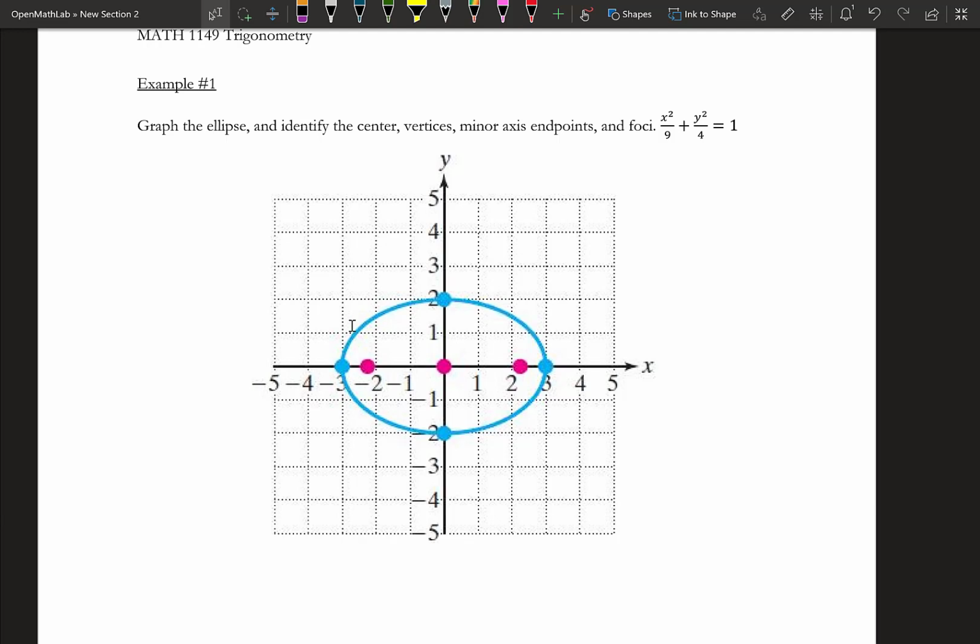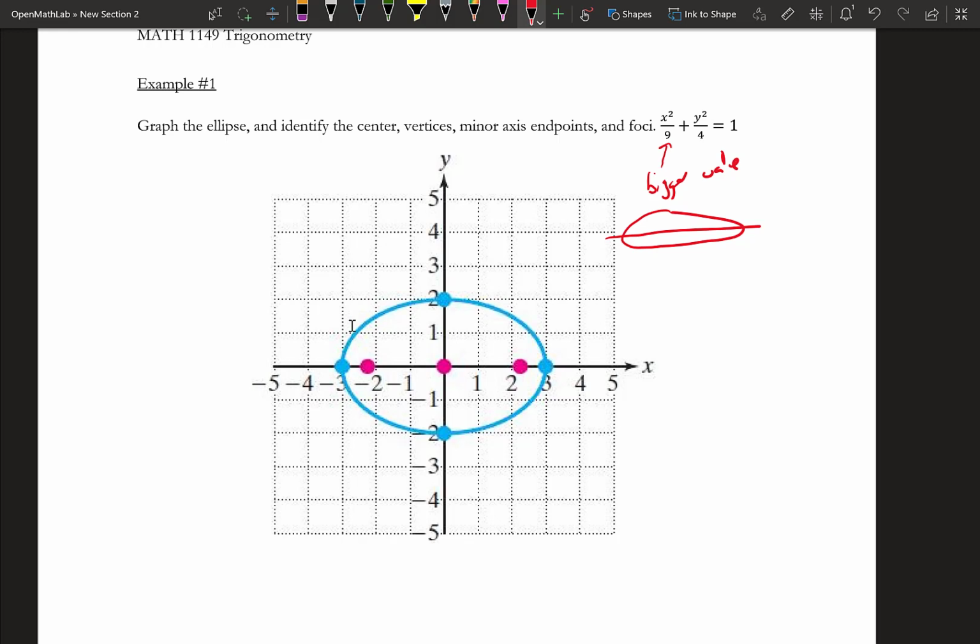So the first thing when I'm looking at this graph that you want to notice is that this 9 is the bigger value, right? So what that tells me is that my ellipse is going to be going this way, right? Side where the major axis is on the x-axis, right? Because it's underneath the x squared. So that's important to note.